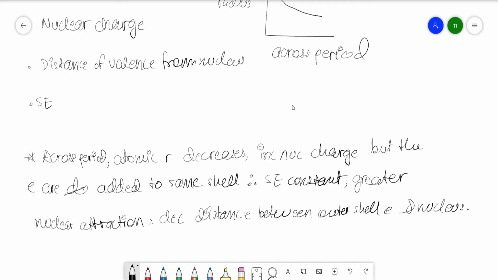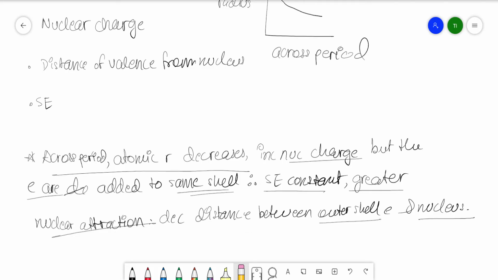Now this is how I'd write it. You can paraphrase it, but the points must still be the same. You must refer that across the period atomic radius decreases because of an increasing nuclear charge, but because electrons are added to the same shell, the shielding effect is constant. The greater the effect of nuclear attraction and therefore decreasing distance between outer shell electron and nucleus. That is pretty much what the trend is across the period.